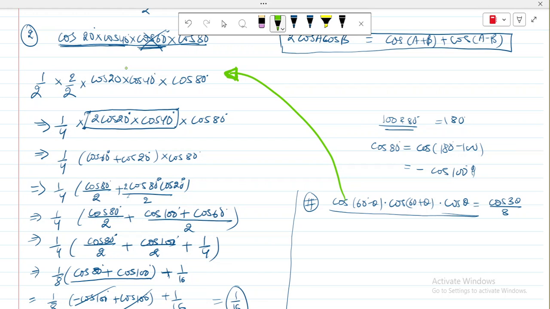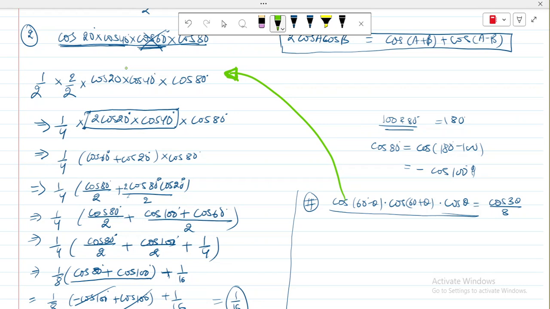I think you understand, because if theta becomes 20, then 60 minus 20 becomes 40 and 60 plus 20 becomes 80. Getting my point? If theta becomes 20, using that formula you can directly write cos 3 theta. So cos 3 into 20 becomes cos 60 divided by 8.